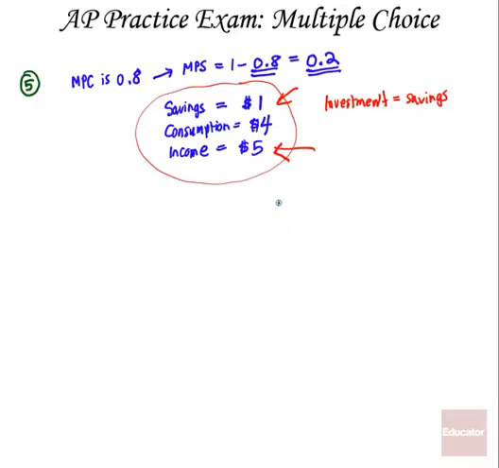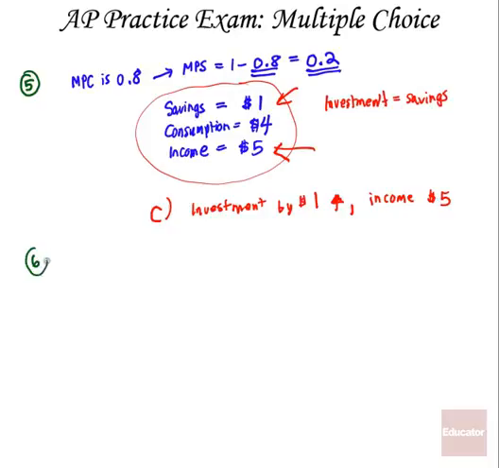D says investment increases by $1, consumption $5, income increases by $1, investment increases by $1. So the answer is C. If investment goes up by $1, then income goes up by $5. So that's the ratio that we're looking for right there.